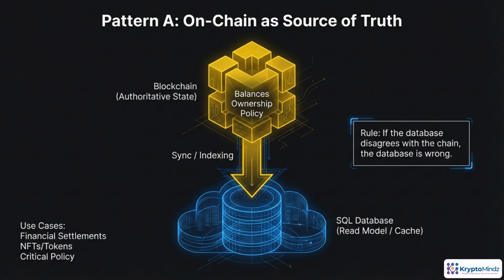In pattern A, the blockchain is the one authoritative source of truth for core state, balances, ownership, and critical policy. Everything else, like your SQL database, is effectively a cached read model that can be rebuilt or corrected from the chain. The golden rule is simple. If the database disagrees with the blockchain, the database is wrong. This approach fits high-stakes domains, financial settlement, NFTs or token ownership, and critical policy decisions where disputes must be resolved by on-chain history.